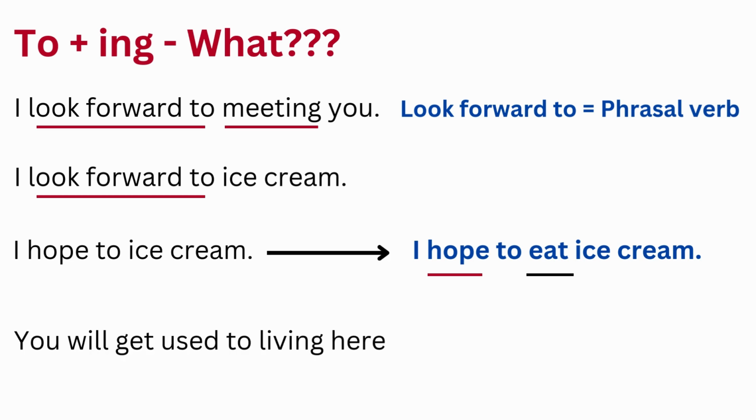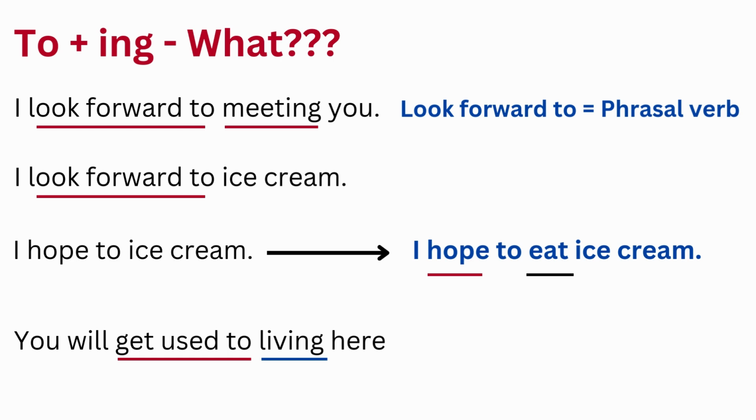You will get used to living here. In this sentence, we have the phrasal verb get used to, which functions as one chunk, get used to. It's considered a fixed expression. Then we have our second verb, living. Notice we have to and ing together. In this case, to acts as a preposition, which is why it is followed by a verb ending in ing. The meaning of get used to is to become accustomed to something.